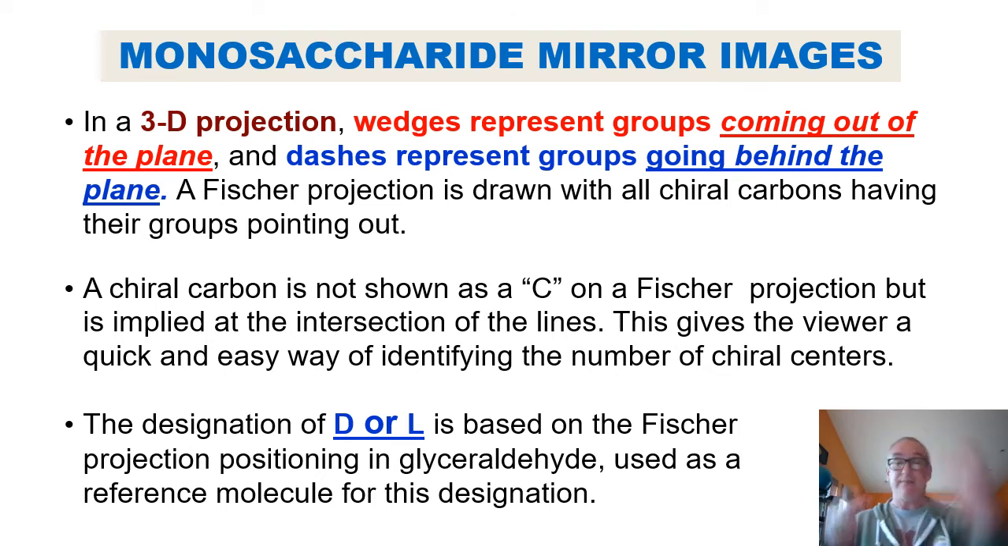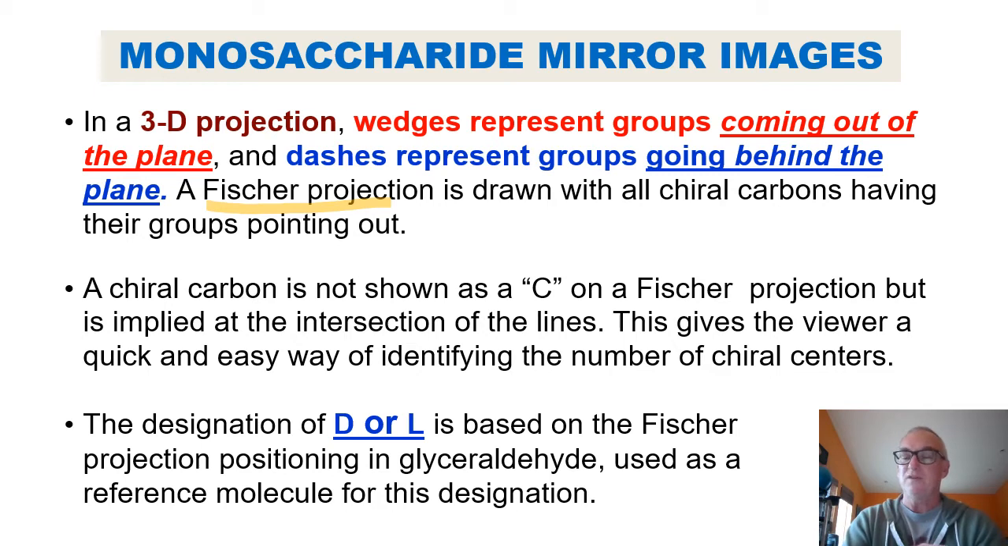So in these 3D projections, as I mentioned, the wedges mean they're coming out at you, and the dashed lines mean they're going away from you. And so we draw what's called a Fischer projection, because it's kind of hard to make all these dashes and everything. You get really messy pictures. It's really hard to do when you have lots and lots of atoms. It's relatively straightforward when we're dealing with a single carbon with four different groups on it. But when you start dealing with these much larger molecules, it gets messy.